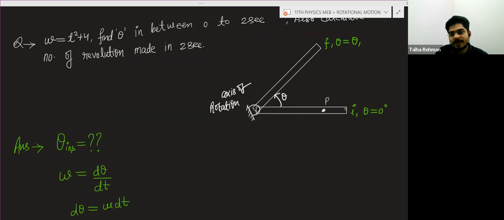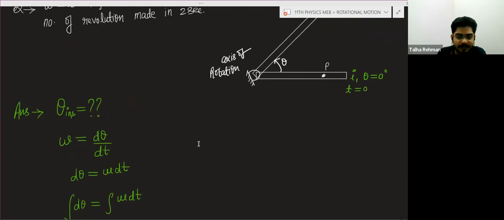And what is the time here? The rod is reaching here at a time of 2 seconds, and here the rod is present at t is equal to 0 at this position. Okay, basically the rod is moving from this position to this position in 2 seconds, and we have to find what is the angle theta, or what is the angular displacement.